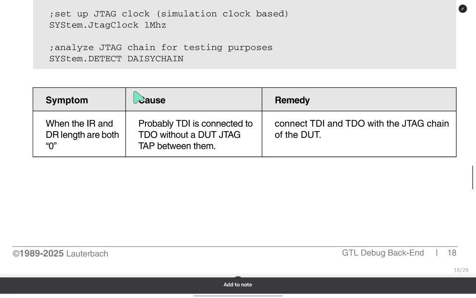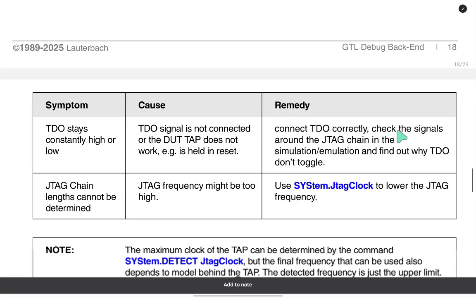Symptom: when the IR and DR lengths are both 0. Probably TDI is connected to a TDO without a DUT JTAG tab between them. Remedy: connect the TDI and TDO with the JTAG chain of the DUT.